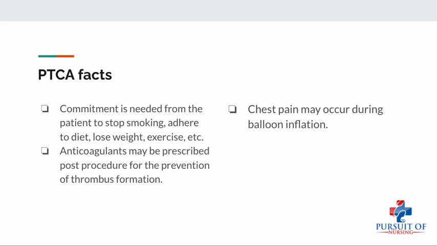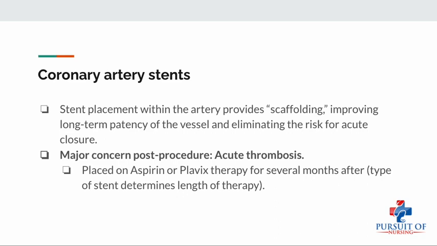So oftentimes a coronary artery stent is utilized during this procedure to prevent reclosure. A coronary artery stent is that same procedure of the ballooning, but a stent is placed that provides a scaffolding, improving the long-term patency of the vessel, eliminating the risk for acute closure or closure in the future as well. So the major concern post-procedure after placing a coronary artery stent is acute thrombosis. So the patient will either be placed on aspirin or Plavix for several months to prevent any blood clots from forming.